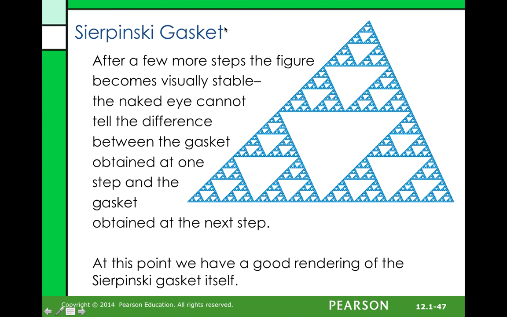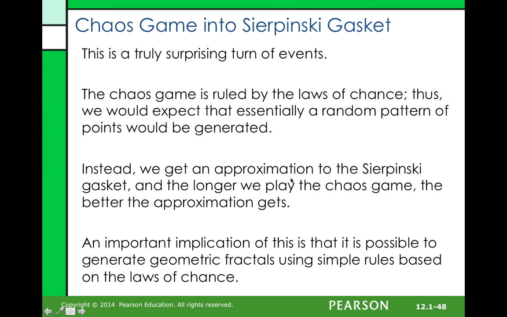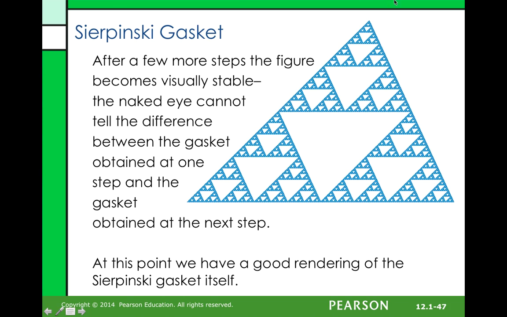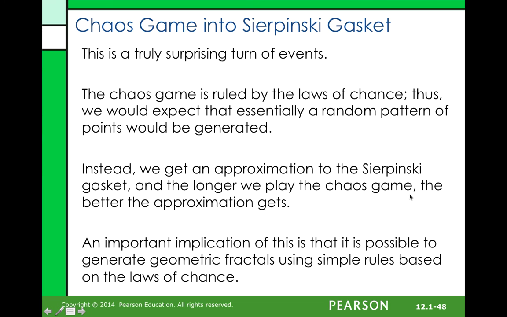So the picture here that we generated from the dice rolling is a product of random chance. You would think that by doing this little dice game, you would get a picture of random dots. Why wouldn't you? You're just rolling a die over and over again, right? But you don't get a collection of random dots. You get this, right? It's remarkable. And the longer you play the game, the more dots you get, the better the approximation becomes. So an important application of this is that it's possible to generate geometric fractals using simple rules based on stupid things like dice rolling. You know, it's weird.